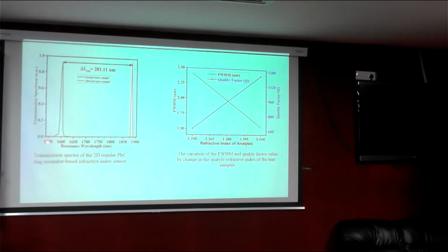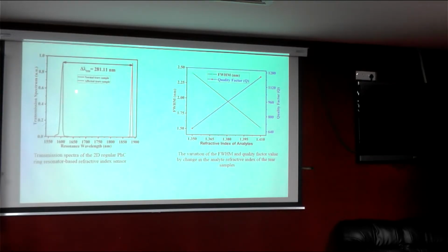So here, when you pass the light through this structure, for the normal tear sample the wavelength is around 1600 nanometer, and when you kept the infected tear sample, the wavelength is shifted, and it corresponds to roughly around 1870 nanometer. So if you can observe, the wavelength is far away, 1600 to 1870. This is the delta value.